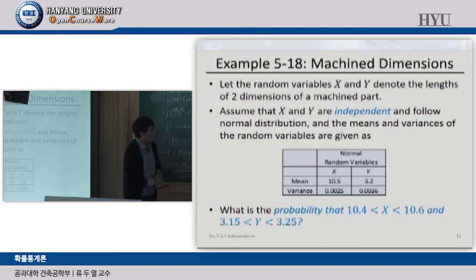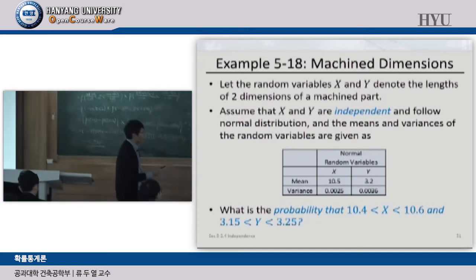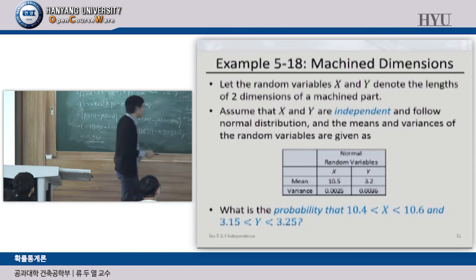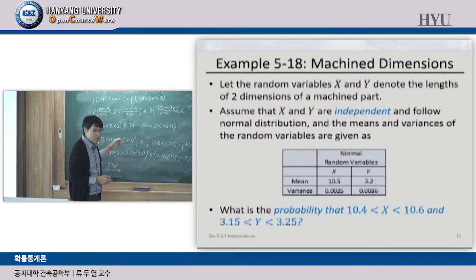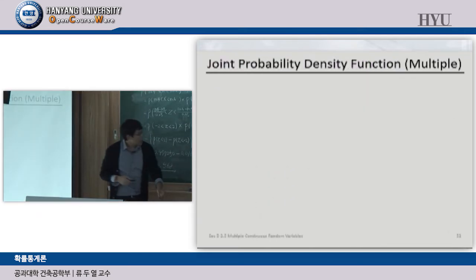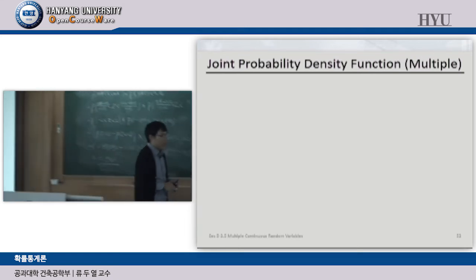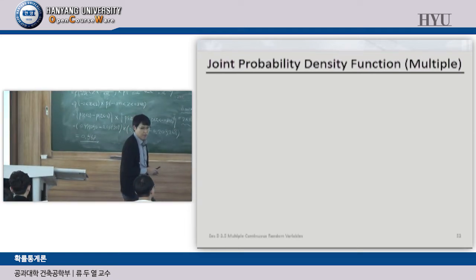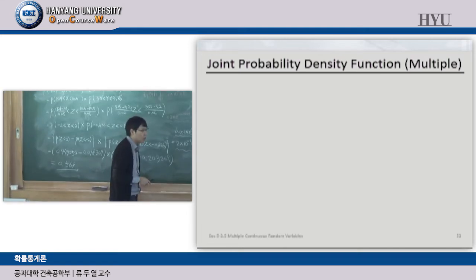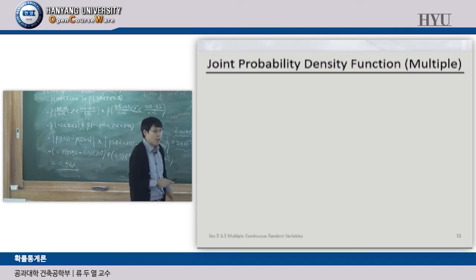So, in the case that the random variables follow the normal distribution and are also independent, we can use the standard normal random variable and simply calculate this kind of problem. And we have learned about two continuous random variables up to this slide, but we are going to learn about the multiple continuous random variable cases.